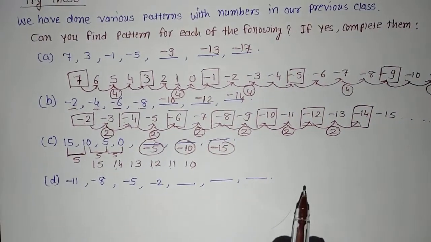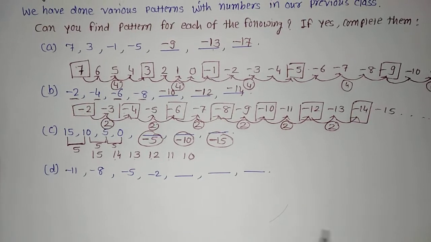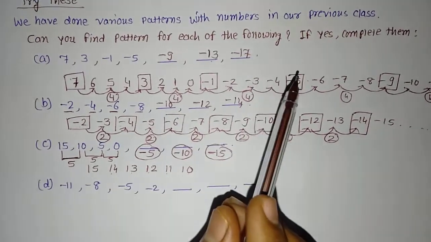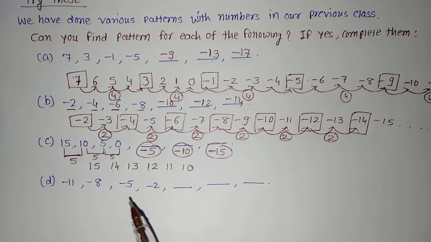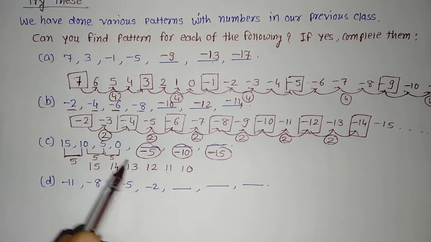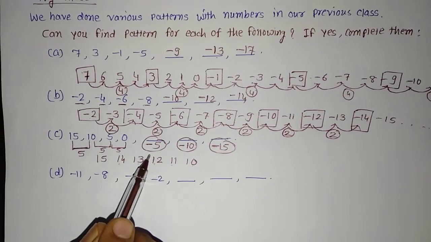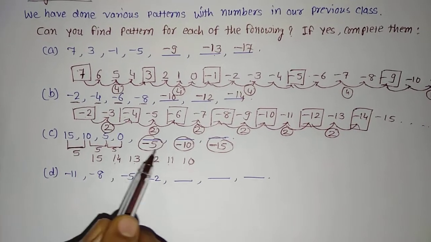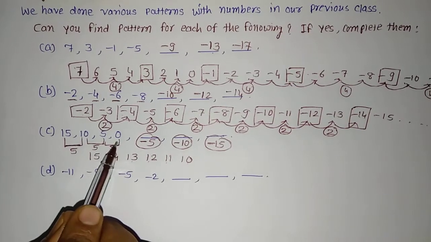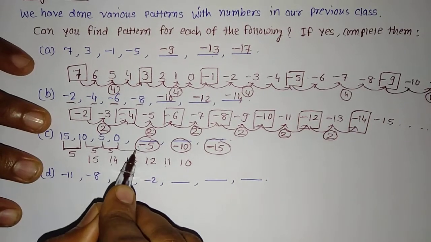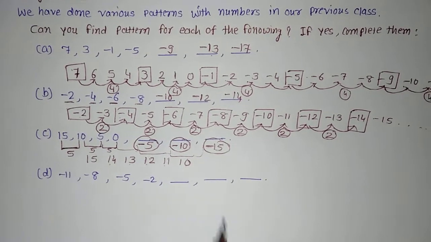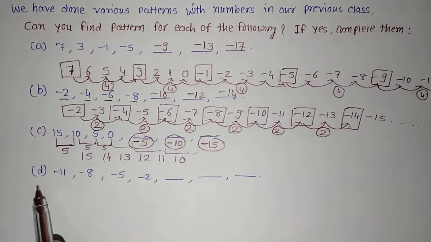Here we have not written all the numbers, but we have found out the gap. That is what the pattern is, as it is written here. Can you find out the pattern for each of the following? If yes, then complete them. So we have found out the pattern that all these numbers have a difference of 5. So the next number with the difference of 5 is minus 5. As it is going lower and lower, from positive we have gone to negative. After 0, with the gap of 5 it is minus 5, with the gap of 5 it is minus 10 and with the gap of 5 it is minus 15. So this is C. Now let us go for D.